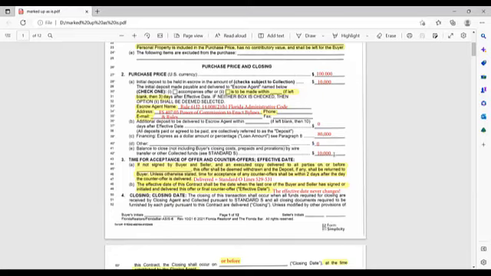The purchase price in US currency. We're going to assume that the purchase price is $100,000. The initial deposit to be held in escrow in the amount of, in this case, we're going to offer $10,000, but it can be anything that the buyer and seller agree to. The initial deposit to be made payable and deliverable to the escrow agent named below, and then we're going to check one, either accompanies the offer or is to be made within, if left blank, 3 days.